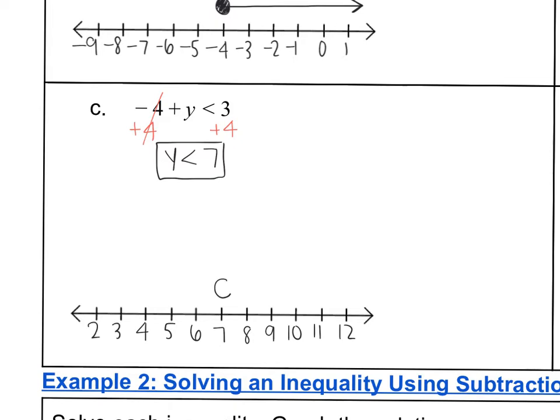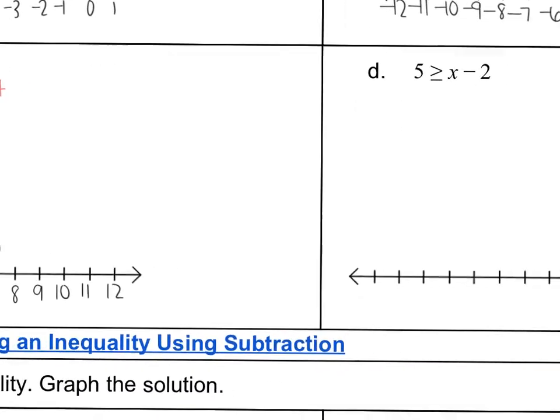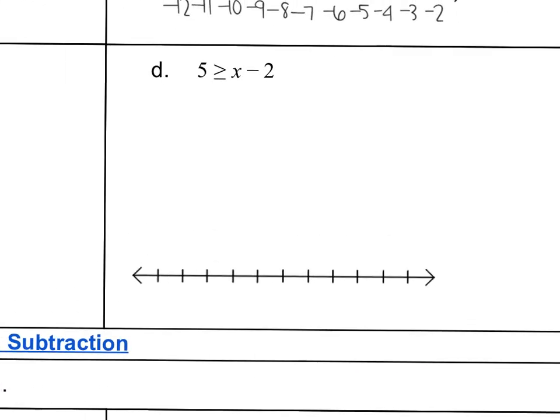I'll put an open circle because it's less than, and an arrow to the left because it's less than. Less than numbers are to the left. Let's go ahead and take a look at the next one. The next one's a little bit different because the variable is not first, but that's fine.